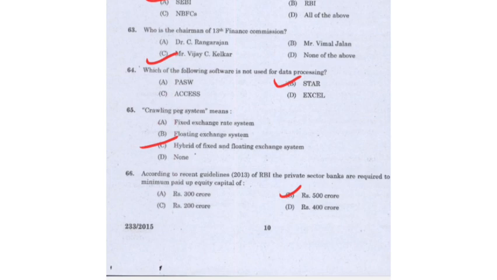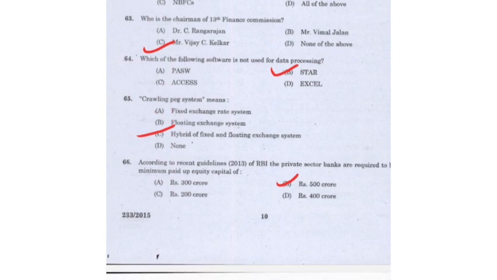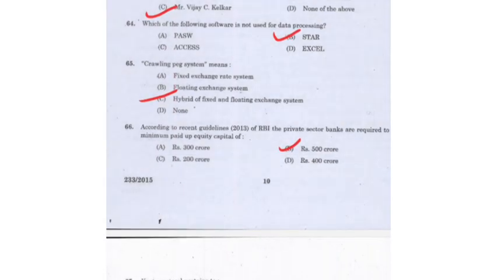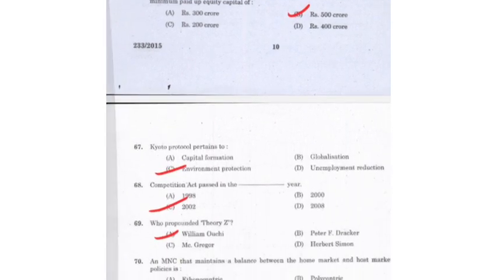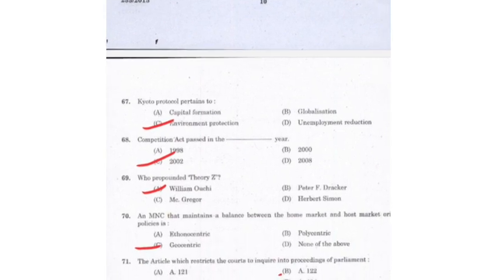Crawling peg system means it is a hybrid of fixed and floating exchange rate system. According to recent guidelines 2013 of RBI, the private sector banks are required to have a minimum paid up capital of rupees 500 crore. Kyoto Protocol, what do you mean by that? Kyoto Protocol pertains to capital formation, globalization, environment protection and unemployment reduction. And here the answer is environmental protection.